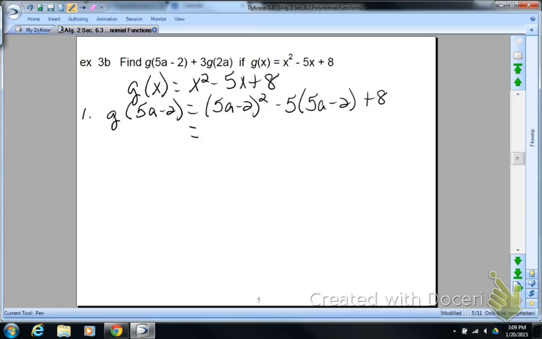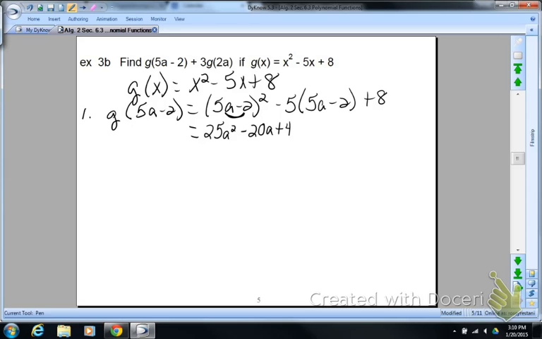We have 5a minus 2 quantity squared. Let's try to do the shortcut. Square the first term is what? 25a squared. Multiply these two together, negative 10a, and we double it to give negative 20a. And then square the last term and we get positive 4.